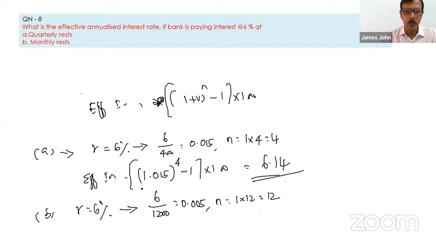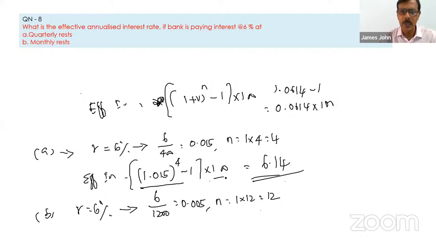See, this you simplify. 1.015 raised to 4 you take. How much is it? Then subtract 1. It will come 1.0614. You got 1.0614 minus 1. How much did you get? 0.0614 into 100. You're not taking the formula fully. This is the formula. Effective interest, the formula is 1 plus R, the whole raised to n, minus 1, into 100. That is the formula.